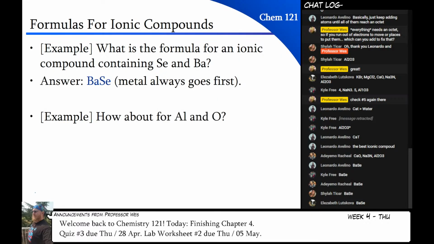All right. We've already done this one. I don't know why that's an example, because we've already done it.